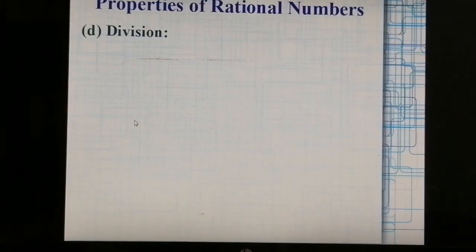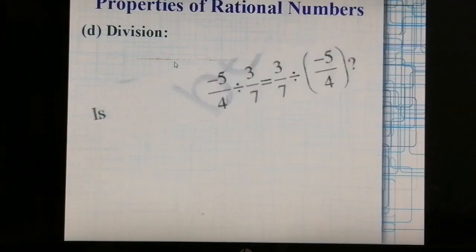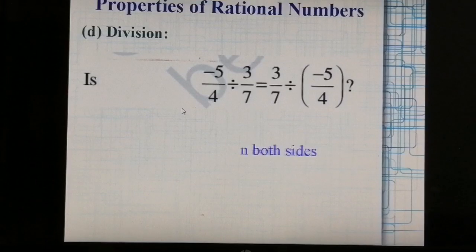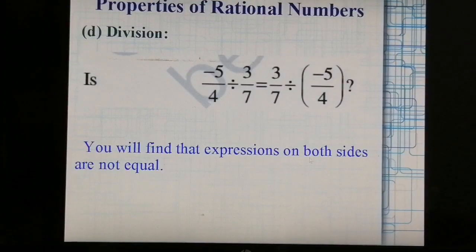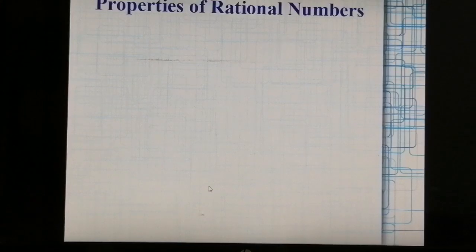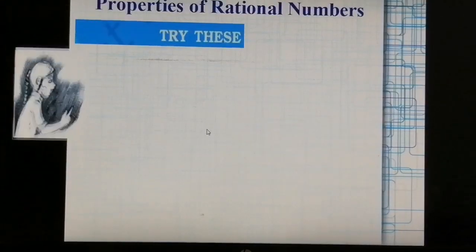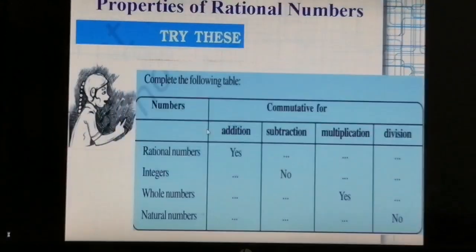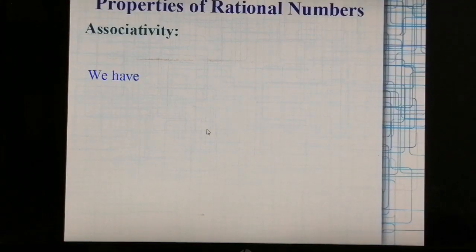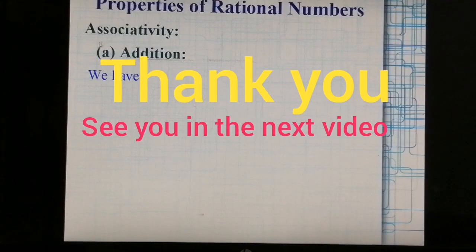And the last is division. Again we will take two rational numbers and put the division sign between them, and after commuting we get, you need to check it for yourself. You will find that expressions on both sides are not equal. So division is not commutative for rational numbers. And you need to do this exercise. Now the next property is associativity.